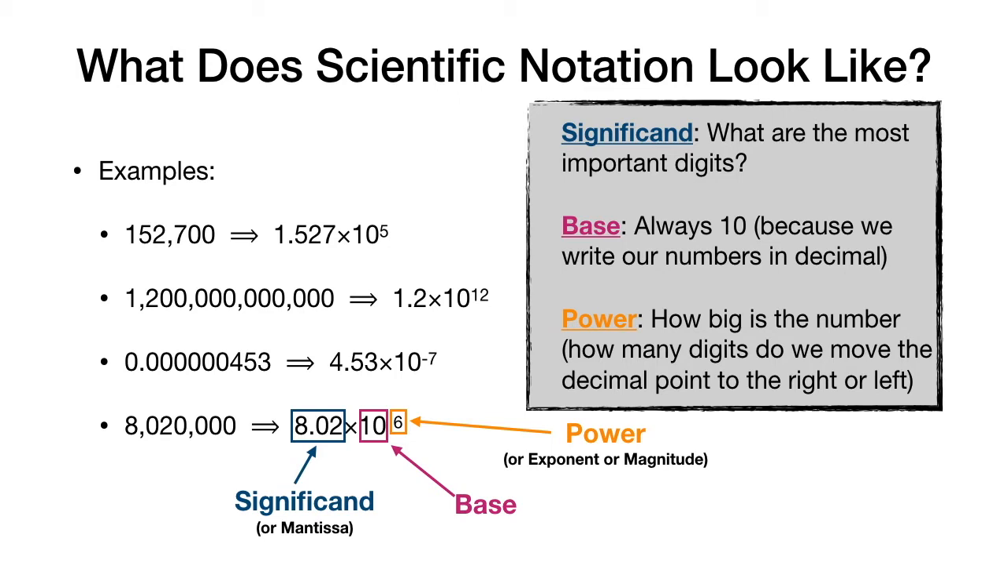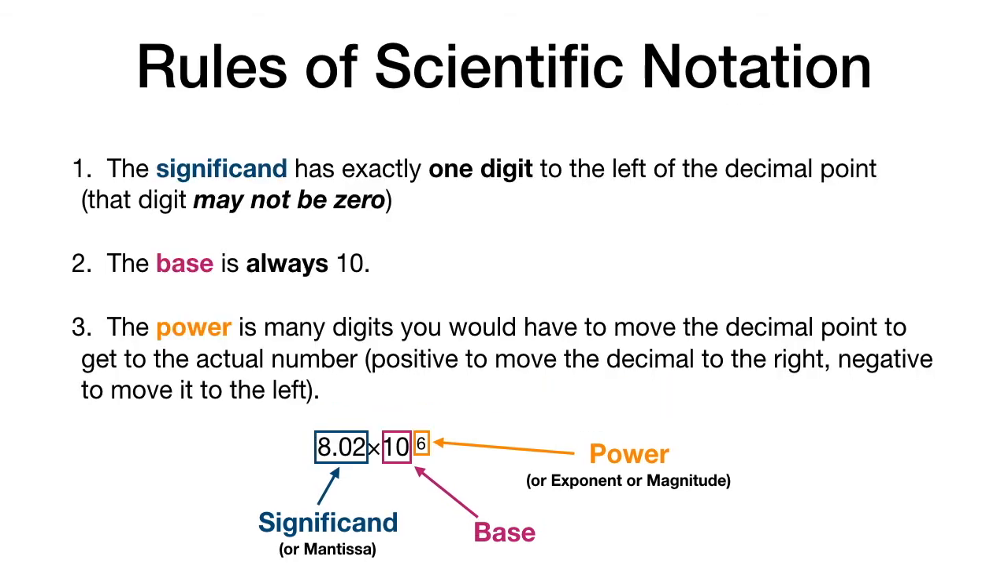So the rules for scientific notation is that the significand has exactly one digit to the left of the decimal point, and that digit may not be zero. It has to be a non-zero digit. The base is always 10, and the power is how many digits we would have to move the decimal point to get the actual number. So positive moves the decimal to the right, negative moves the decimal to the left.